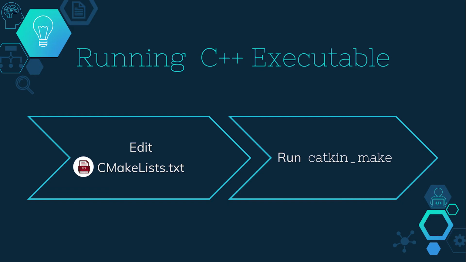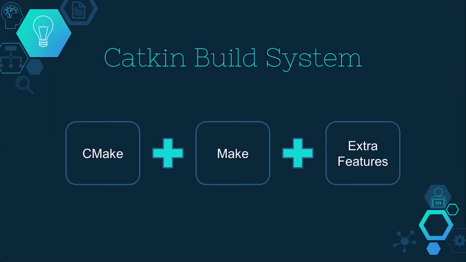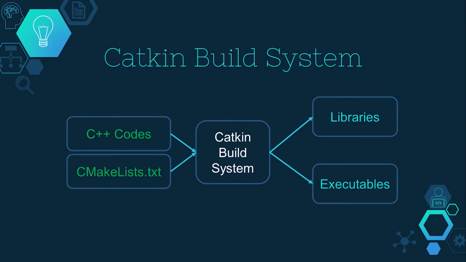Catkin is the official build system in ROS, and it is a combination of cmake and make tools along with some extra added features. This build system generates the libraries and executables from the C++ codes using the commands written inside the cmakelist.txt file. We will start editing the cmakelist.txt file.